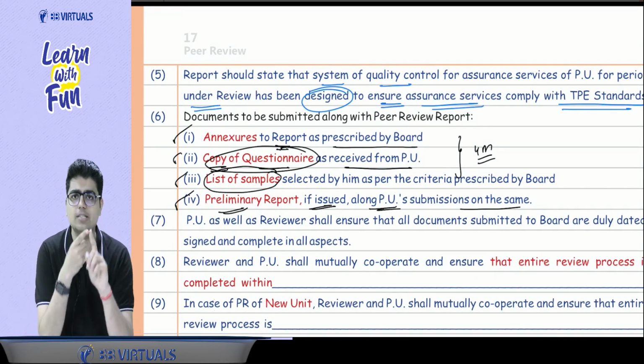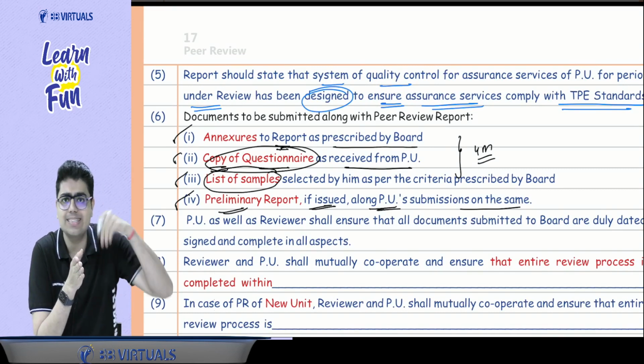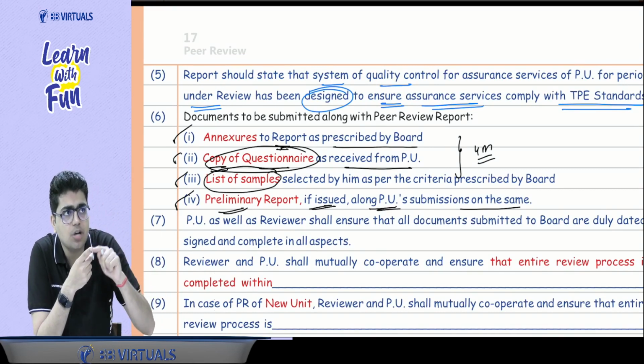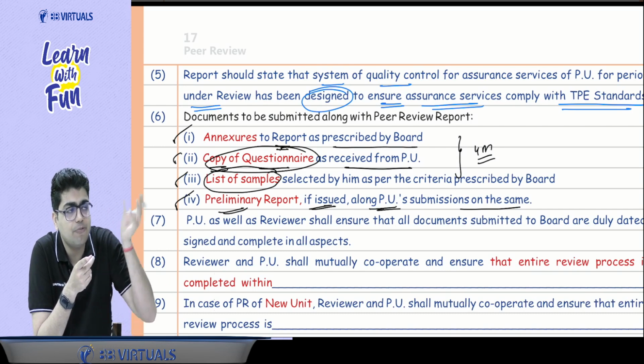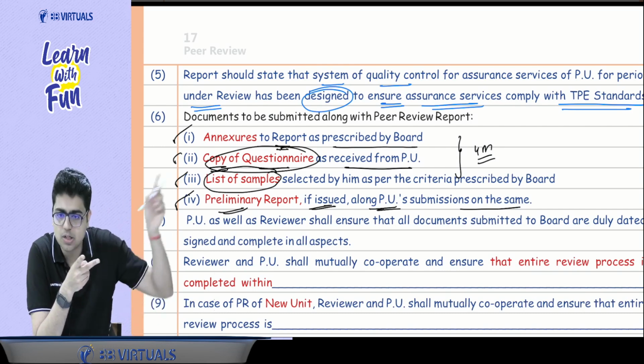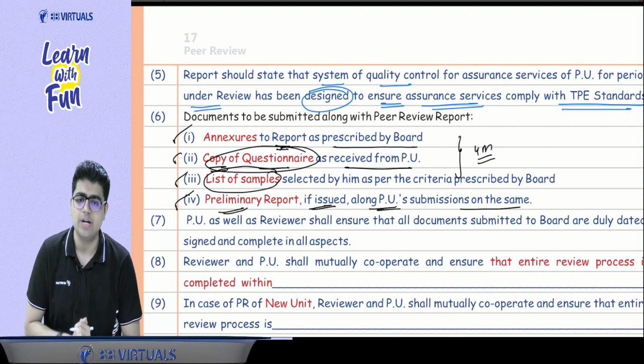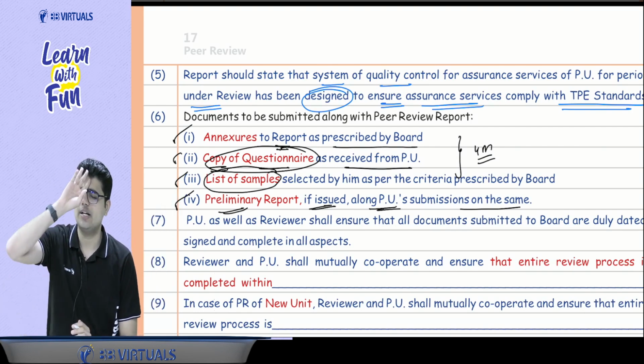First of all, report plus annexure. Then the report was based on the evaluation of samples. From where did he get to select the samples? From the questionnaire. So a copy of the questionnaire, a list of samples and a preliminary report. Everything has to be attached. So what are the 4 things?